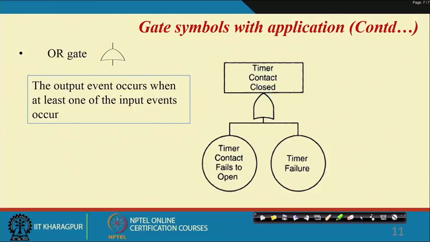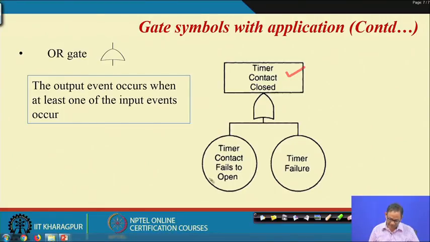Then the OR gate. In terms of the OR gate, again there will be an output event and there will be input events. Now, just see the pressure tank example we have already explained. What happened? Timer contact closed. When the timer contact is closed, the timer contact fails to open, or there is a timer failure. So, the overpressure condition occurs when the timer's contact is closed more than the set time. The setting will be done by the timer.